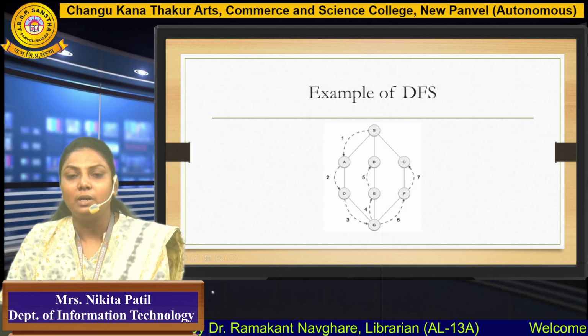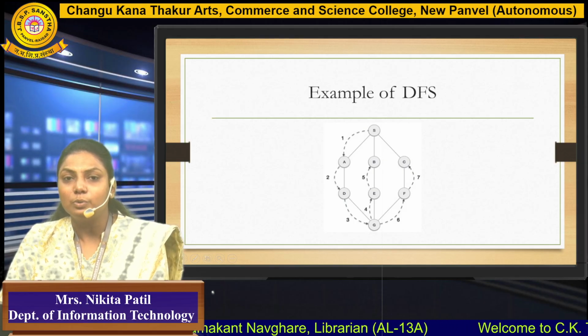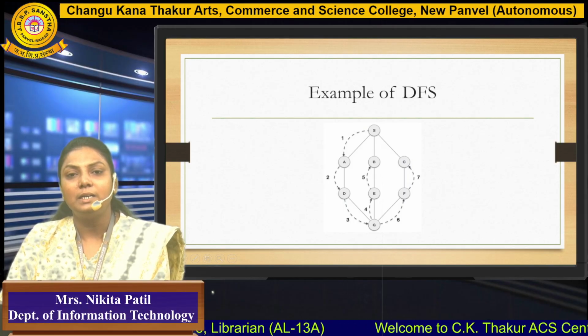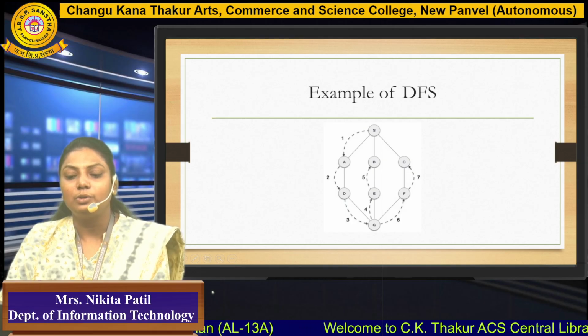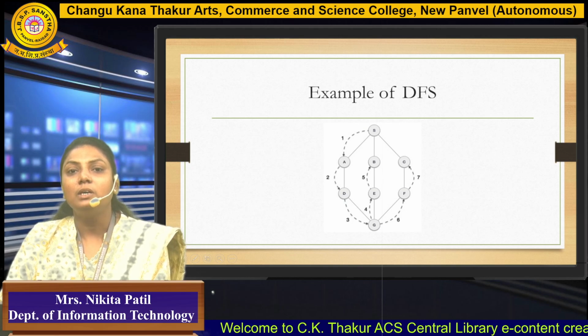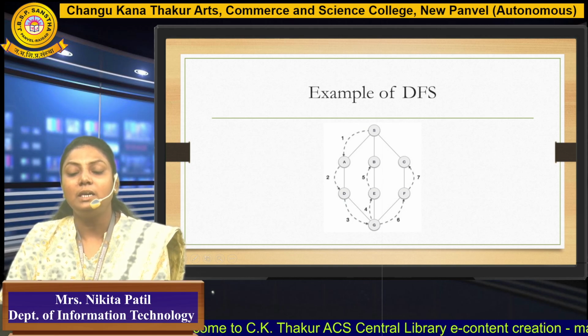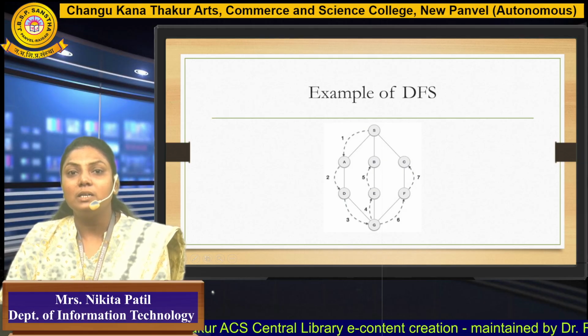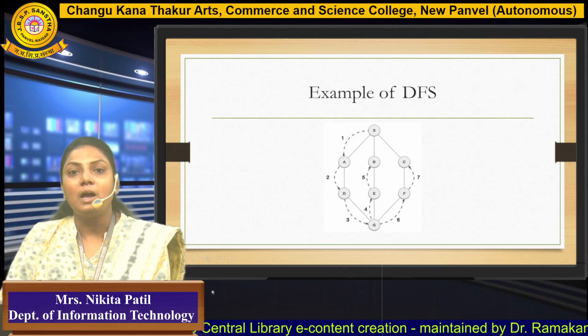After A it will be D, which is put into the stack, and after D, the adjacent node is G. So we put it into the graph. And after G there will be three adjacent nodes: D, E and F, but D is already visited, so we consider E and F as the adjacent nodes.